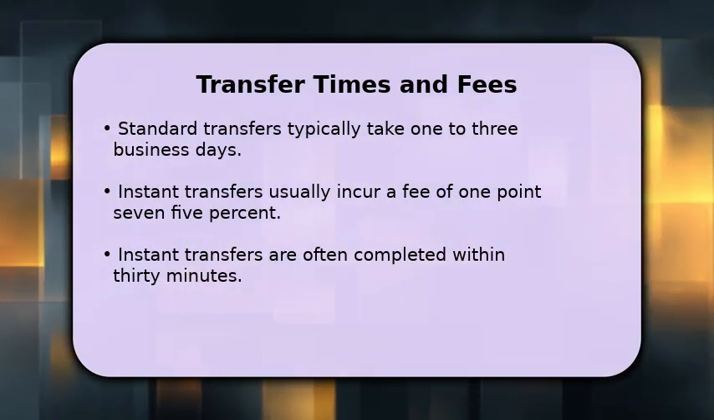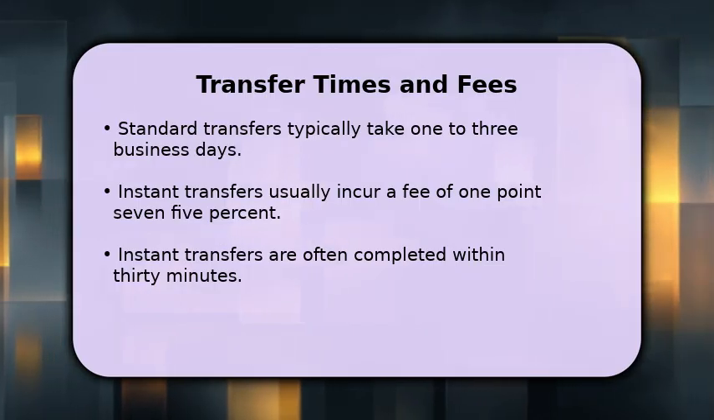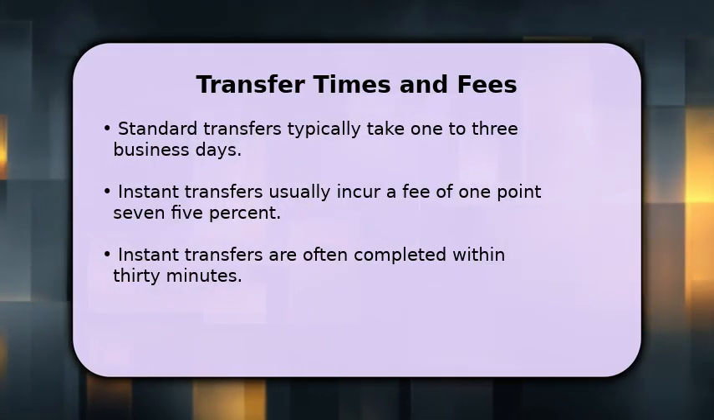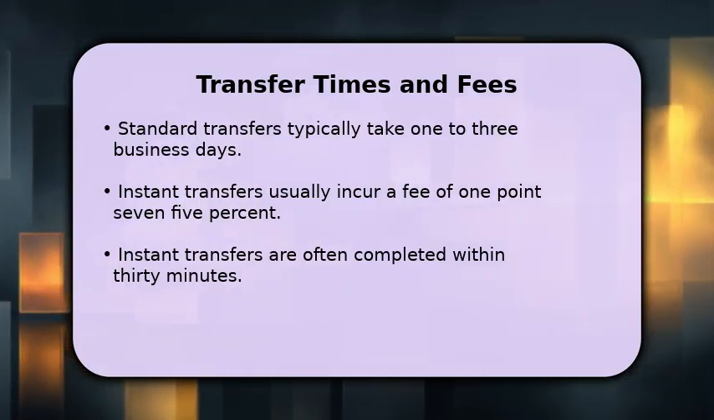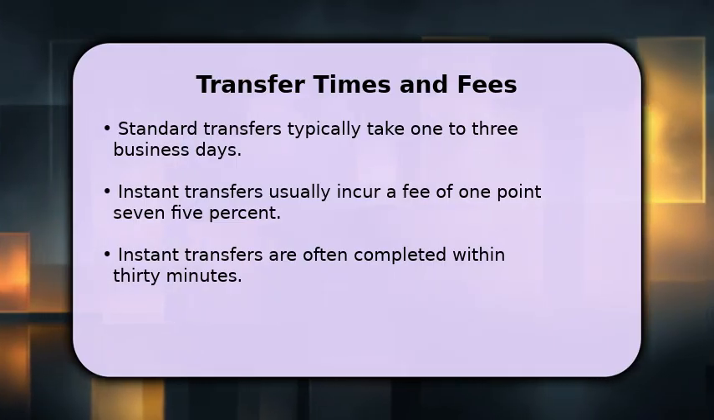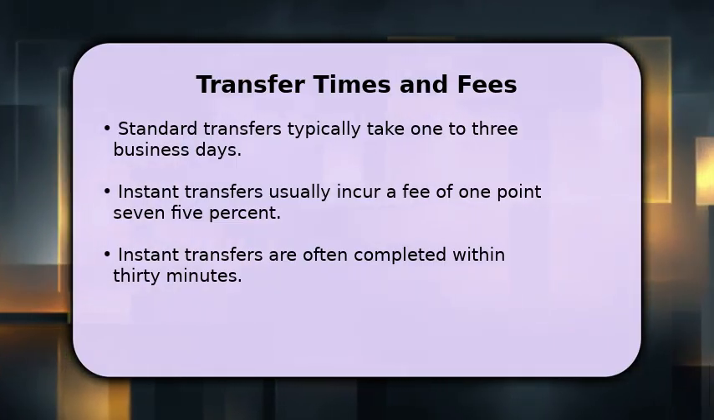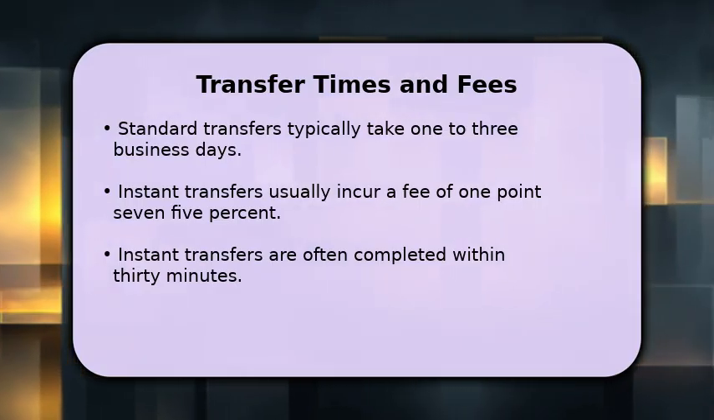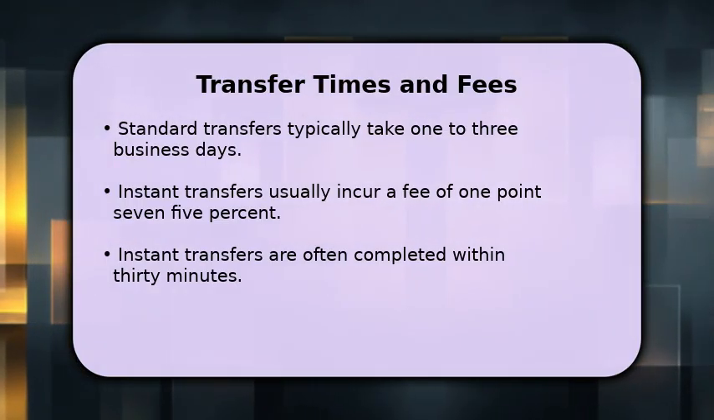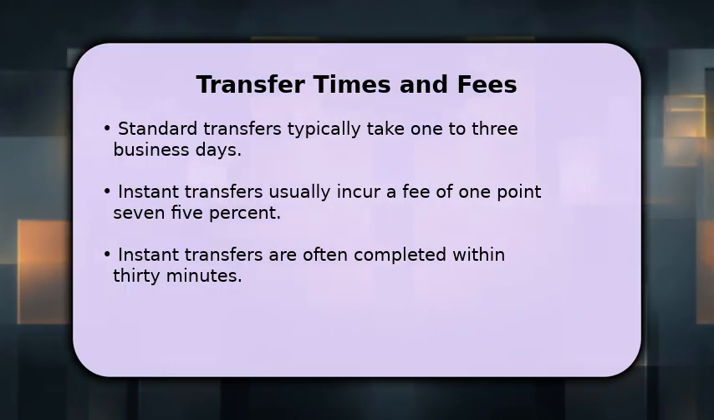Standard transfers to your bank account usually take between 1 and 3 business days to complete. If you need the funds sooner, PayPal offers an instant transfer option, which typically processes within 30 minutes. Please note that instant transfers usually involve a small fee, often around 1.75% of the transfer amount, with a minimum of 25 cents and a maximum of $25.